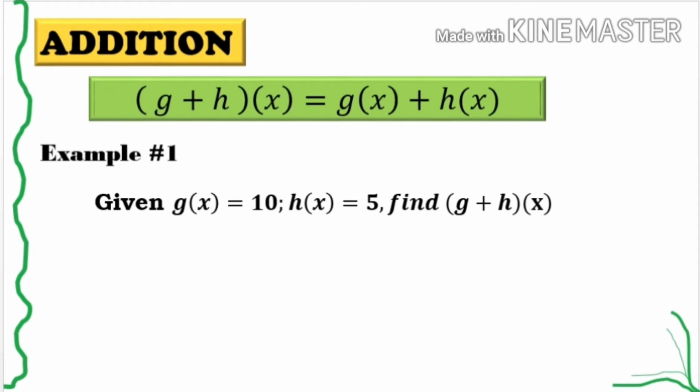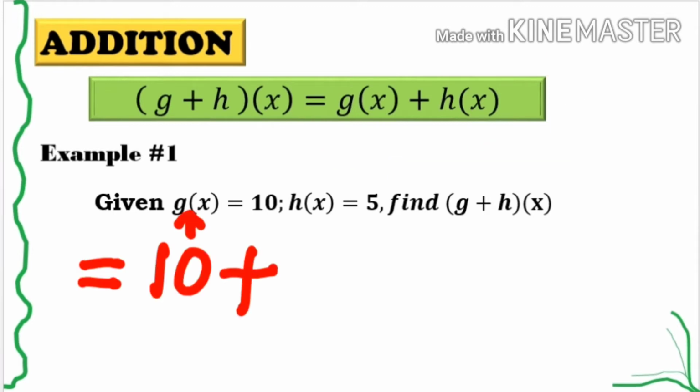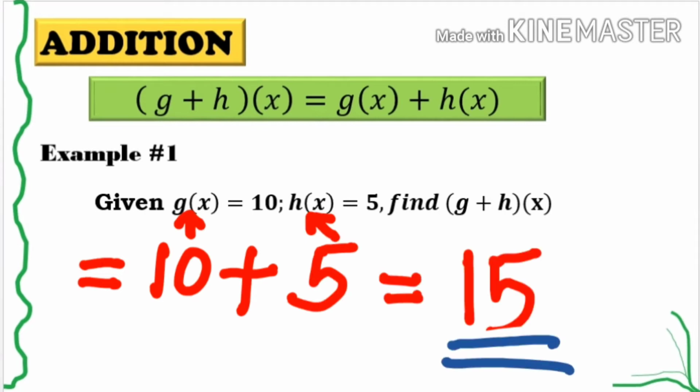So let us proceed to the first operation, which is addition. So here is the formula: the quantity of g plus h of x equals g of x plus h of x. Example number 1, given g of x equals 10, h of x equals 5, find g plus h of x. Using the formula, substitute the given: 10, which is g of x, plus 5, which is h of x, equals 15.